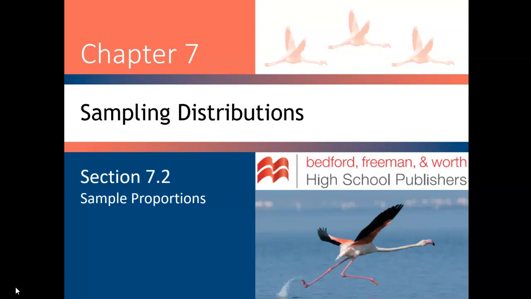Hello, stats friends. So now we're smack dab in the middle of our chapter on sampling distributions, and we're going to investigate further the idea of sample proportions and dig into what it means to have a difference in sample proportions. This lesson is going to be broken up into 2 days.